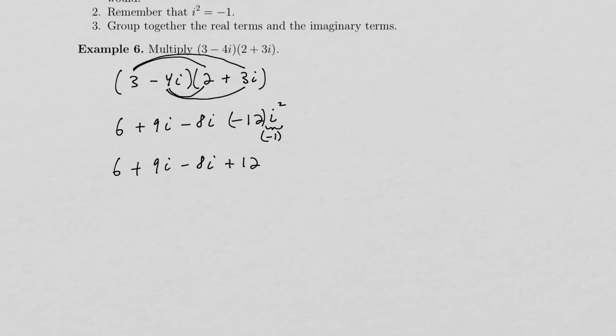And now I combine like terms, right? So I add the real parts. That's going to give me 18. And then I add the imaginary parts, 9i minus 8i. That's, I guess, plus 1i, which is just i. So plus i. And that is my answer. So when I multiply these two complex numbers together, I'm going to get 18 plus i.